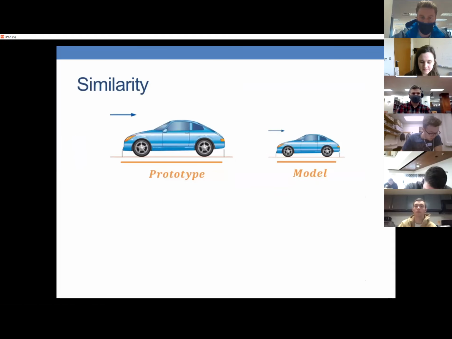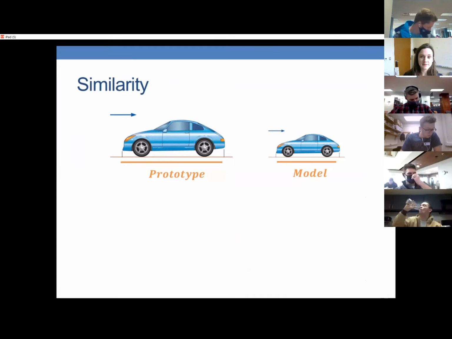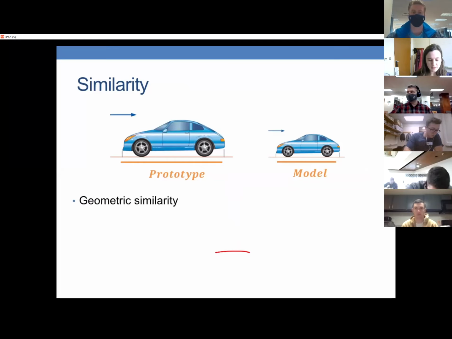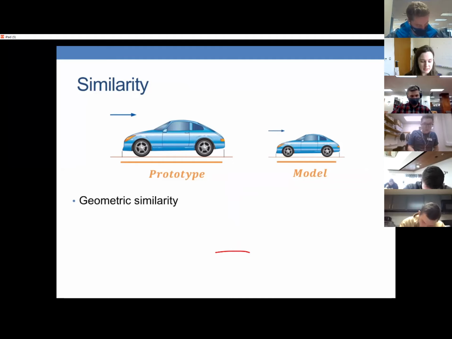Okay. So this comes down to something called similarity, which we're going to talk about just because I want you to have heard this vocabulary before. So what similarity means is we want the prototype, the full-scale prototype of our vehicle, and the little model one to be similar so that we can do this analysis. And there's different kinds of similarity. So geometric similarity means they're just the same shape, just scaled up or down. It means all of the different aspect ratios, basically, of these two cars will be the same.